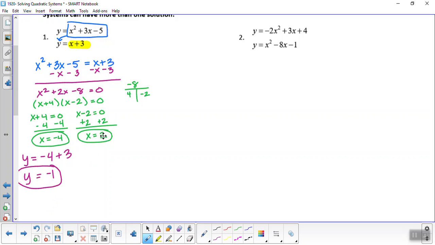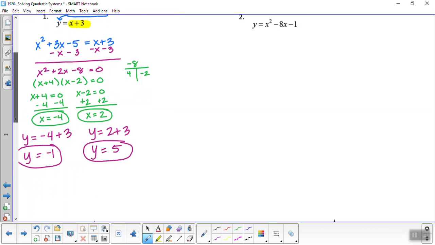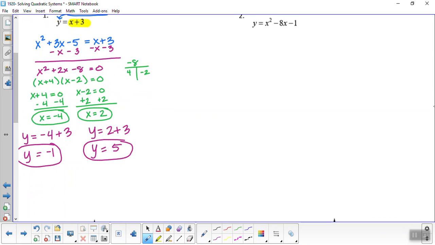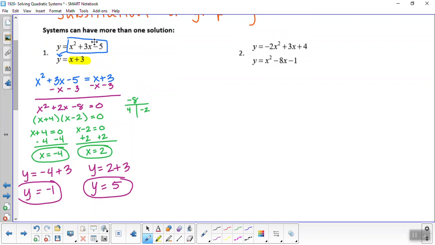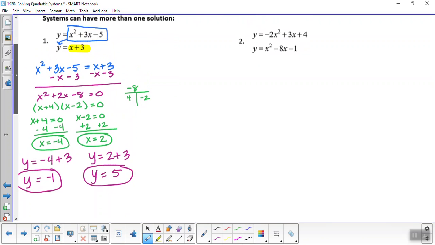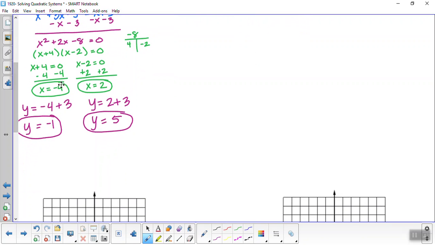And then I need to do the same thing with 2. So again, I'm plugging it back into my highlighted one. Y equals 2 plus 3, so then y equals 5. Now here's the little tricky part. You have to remember which x value goes with which y value, because when we are dealing with our quadratics, our x squared, you're most likely going to have two solutions, and our solutions are our points.